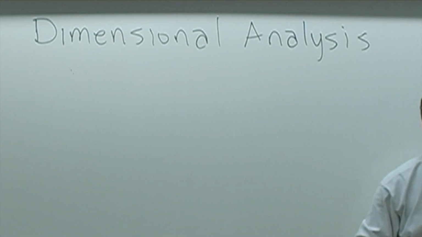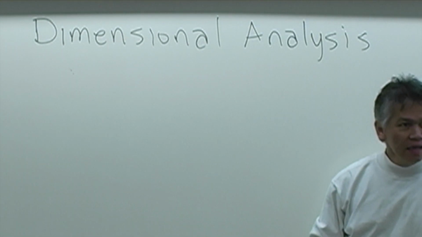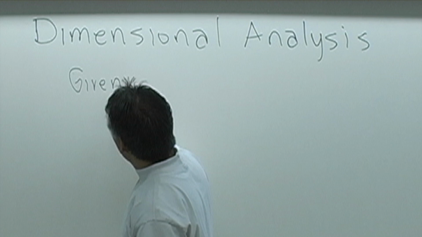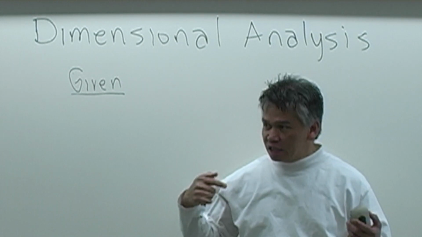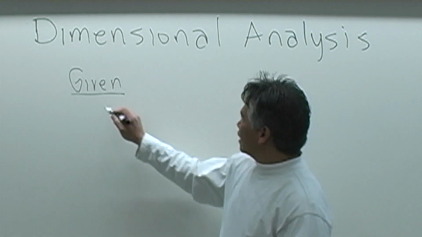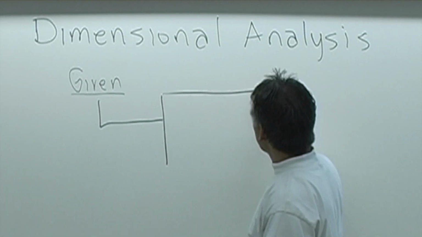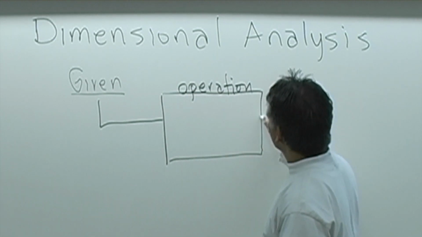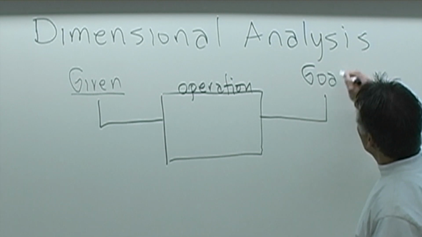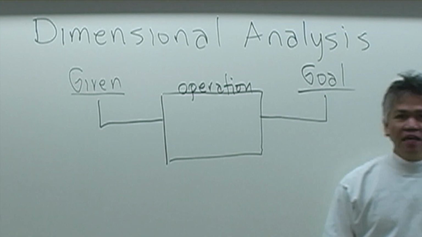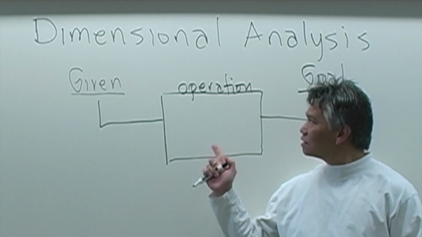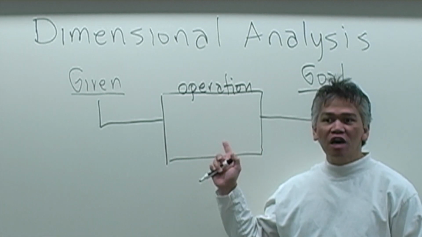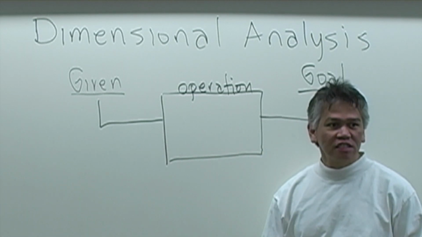Dimensional analysis is also called the unit factor method. It's a way of taking the given information, usually in terms of a question that's being asked, going through a series of operations, and coming up with an answer. The key to dimensional analysis really is the operation. If you can understand how to do the operation, then dimensional analysis is a breeze.